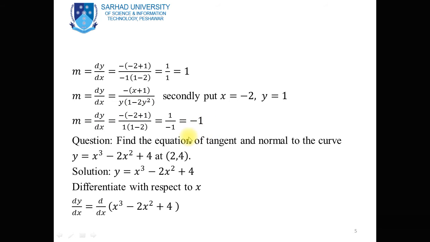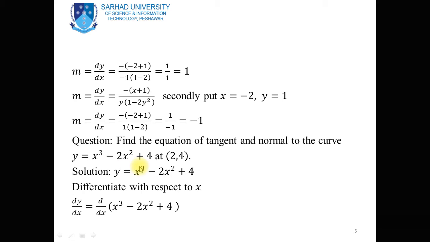Now the next problem is to find the equation of tangent and normal to the given curve. The curve is represented by the function y is equal to x cube minus 2x square plus 4x at the point (2, 4). So this represents x and this represents y. This 2 also represents x naught and 4 represents y naught. Now since we need the equation of tangent line, we need the slope m. So for the slope, take the differentiation of this given function with respect to x.